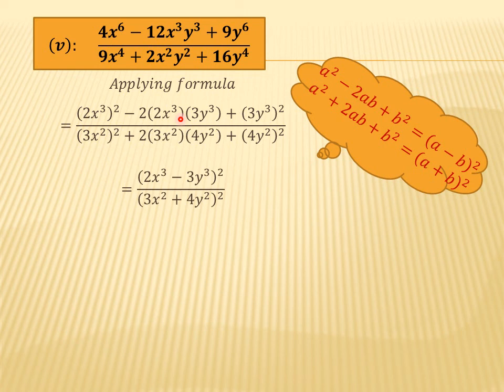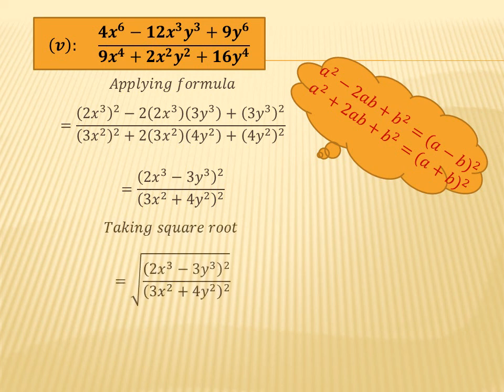Now in the next step we will close the numerator, which will be a minus b whole square. So a is 2x cube minus b is 3y cube whole square. In the denominator the formula of plus will be applied. So a plus b, which is 3x square plus 4y square whole square. The application of formula ends here. Factorization is done. The next part is taking the square root. We will cancel both the squares with the square root and the terms will come out with the plus minus sign. So the solution is the same.